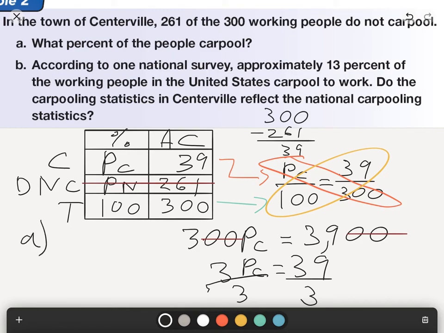So, A, we could say 13% carpool. Oops, sorry, I ran into my equation there. And then, for B, does this reflect the 13% national average? Yes! Okay, and that's how we get there.